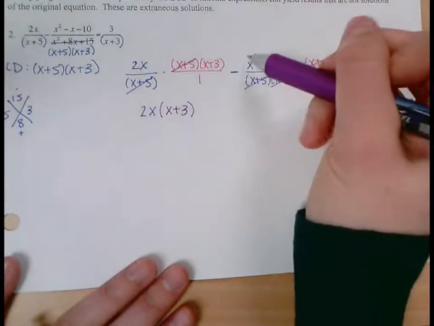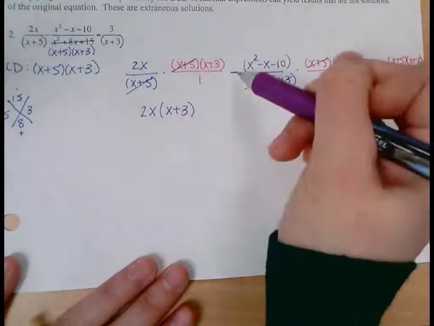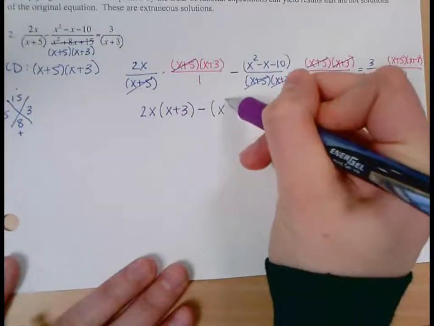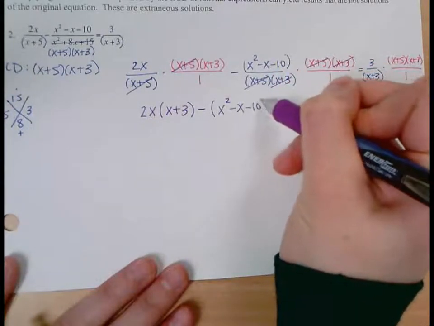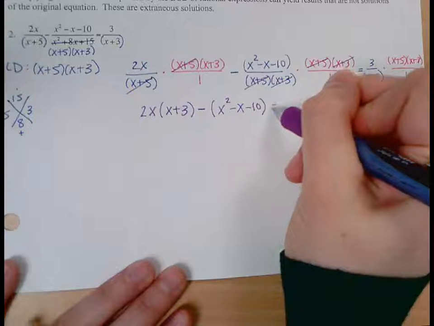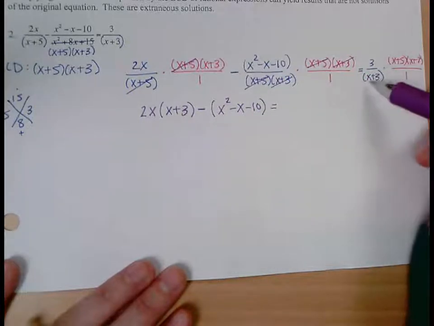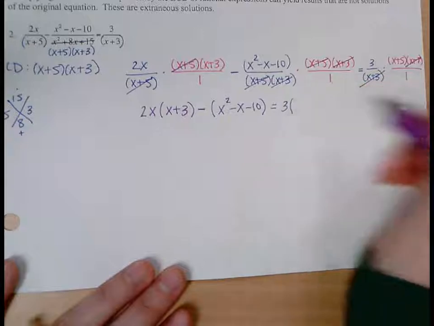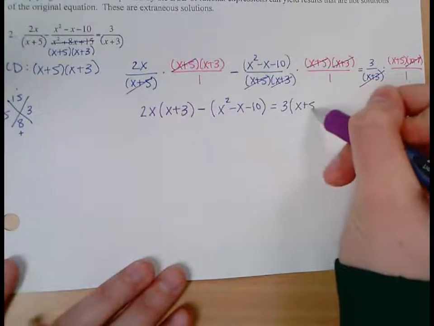What I'm going to do, though, is write that numerator in parentheses because it's being subtracted. So I'm going to put minus, and then in parentheses, x squared minus x minus 10. I'm going to have to make sure to distribute that minus sign to everything. And then equals, for the last fraction, the x plus 3's cancel out. So it's just 3 times the quantity x plus 5.